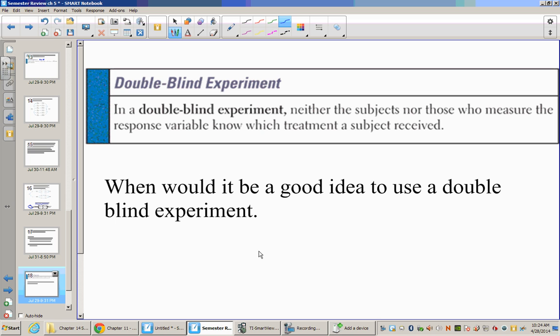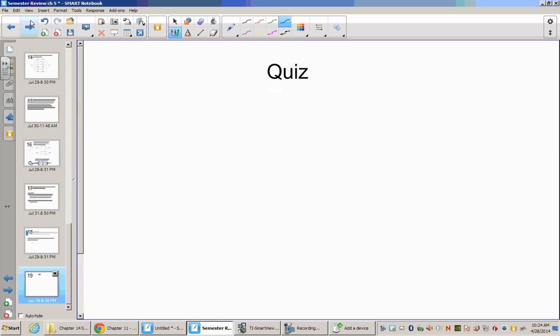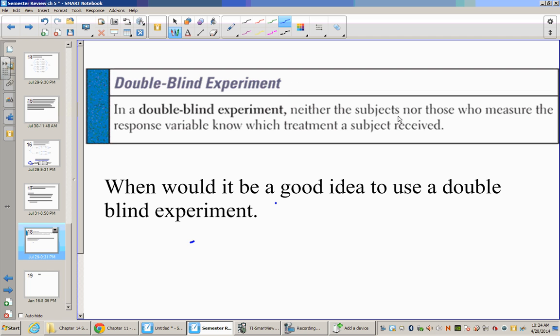In a double-blind experiment, neither the subject nor the person carrying out the experiment knows who's getting the treatment and who's getting the control. And that is the end of chapter 5.